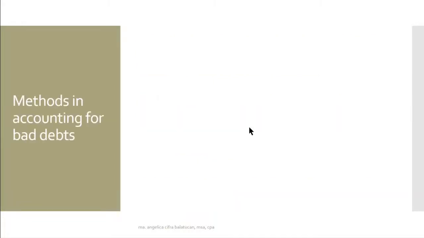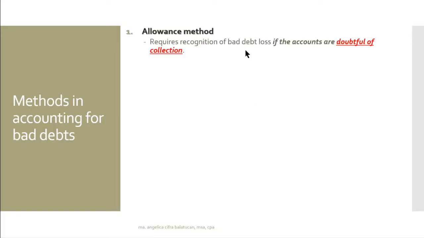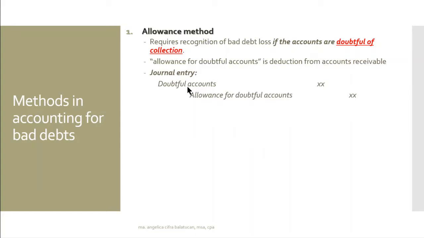Next, you have the accounting for bad debts. There are two methods. We have the allowance method, which requires the recognition of bad debts loss if the accounts are doubtful of collection. So if there's a probability that it cannot be collected, so that's doubtful, then you can prepare an entry which contains the allowance for doubtful accounts. So this would be the entry: debit doubtful accounts and then credit allowance for doubtful accounts.